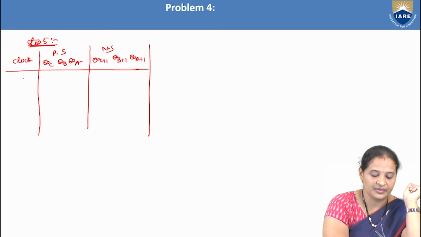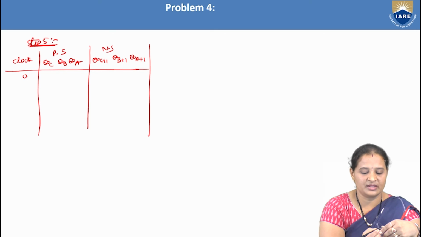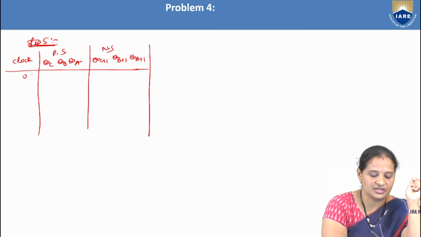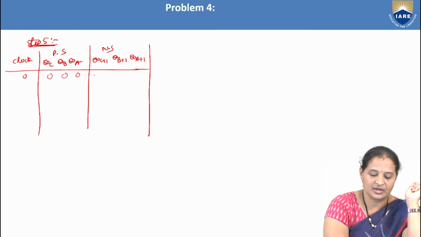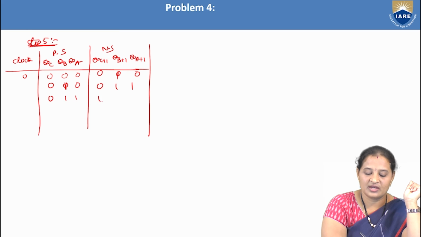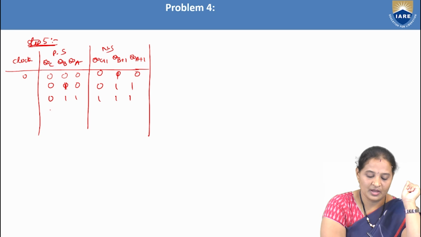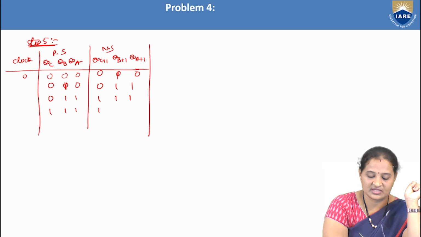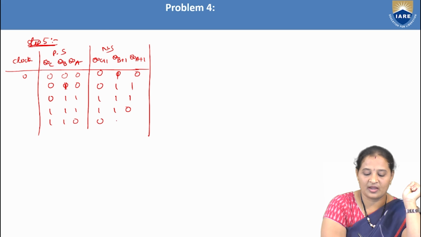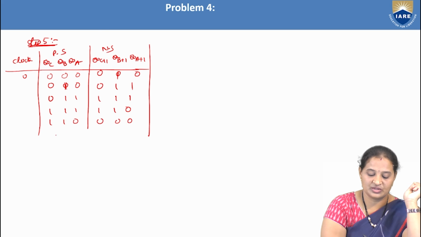Once it is done, during the 0th clock pulse, we have 0, 0, 0. And next state will be 0, 1, 0. Next, present state 0, 1, 0, next state will be 0, 1, 1. When the present state is 0, 1, 1, next state will be 1, 1, 1. When the present state is 1, 1, 1, next state will be 1, 1, 0. When it is 1, 1, 0, it again goes back to 0, 0, 0.